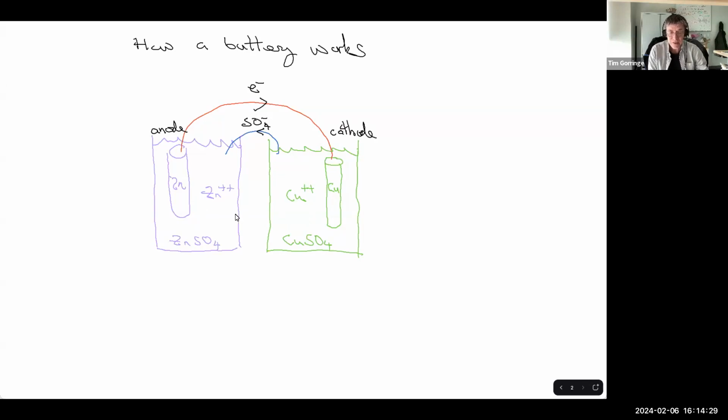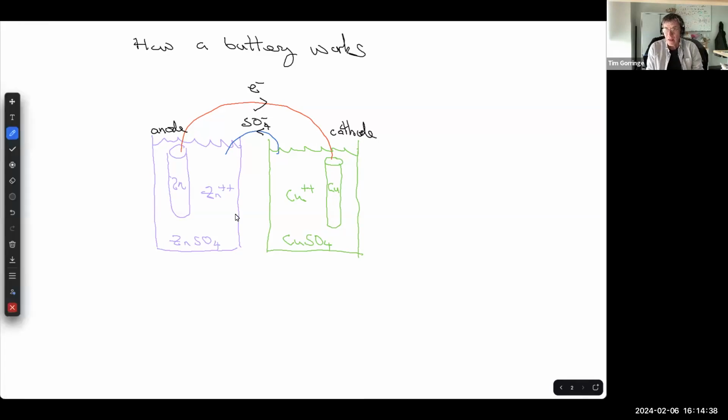Now, in Volta's original battery, he had these three components, 2 electrodes and an electrolyte separating the 2 electrodes. He built his first battery out of a zinc electrode and a copper electrode, and between the zinc and the copper was cardboard soaked in brine. So his electrolyte was brine.